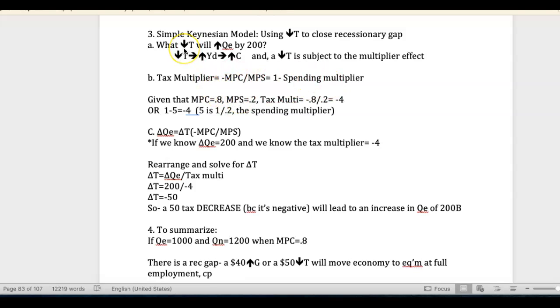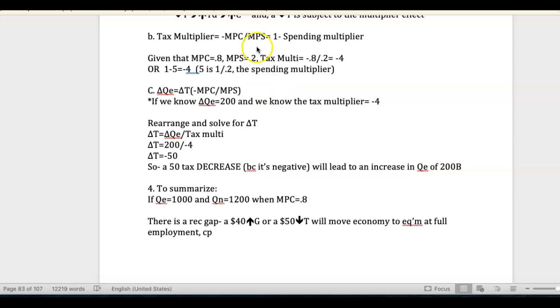So again, the question is, what decrease in taxes will increase output by 200? Lowering taxes will lead to an increase in everyone's disposable income, which will lead to an increase in consumption. And a decrease in taxes is subject to the multiplier effect. So we already know how to get the multiplier. We know that MPC is 0.8.